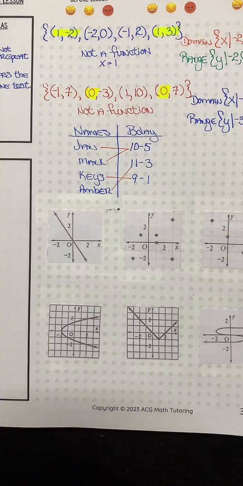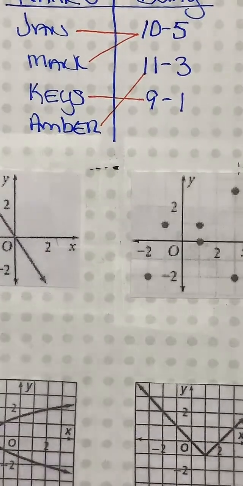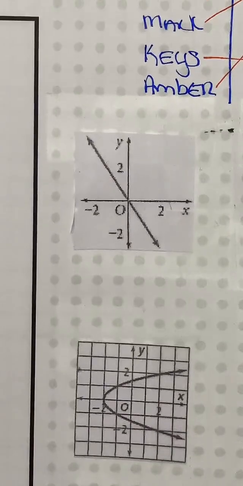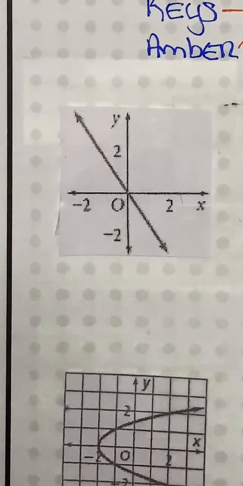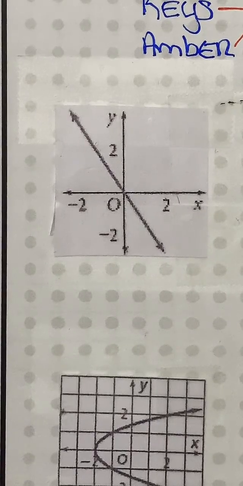All right. So let's take a look. So what I want us to do, I'm going to try to zoom into each one so you can really see it. I want us to know, is it a function? And if it's a function, just type in Y for yes, N for no.